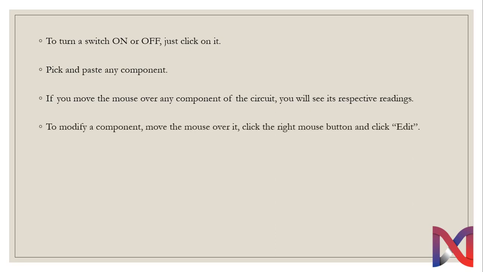For modifying any component, for example, you have placed a voltage source and you gave it 5 volts. Now you want to change its value to 10. You will place your mouse cursor over it, right-click on it, and then choose the edit option. There you will enter the value 10 and it will be edited.